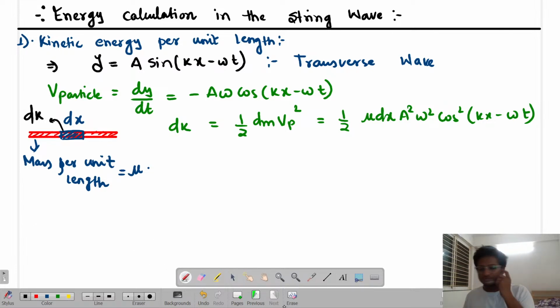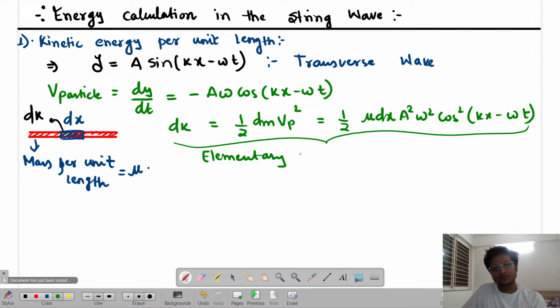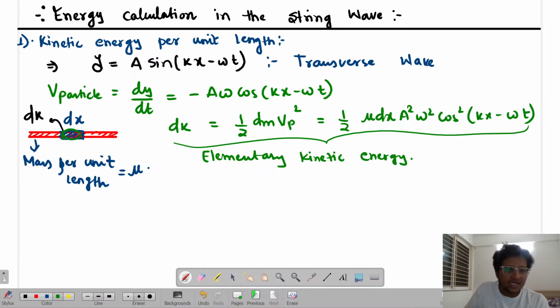So I got my kinetic energy relation: a small kinetic energy, dK = ½ μ dx A² ω² cos²(kx − ωt). Are you able to get me? We call it the elementary kinetic energy. Why elementary kinetic energy? Because this kinetic energy is associated with an element of the string, not with the full length of the string. It's only associated with the element.